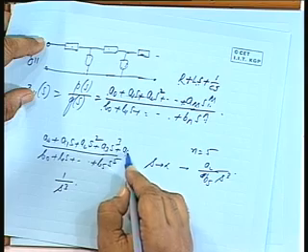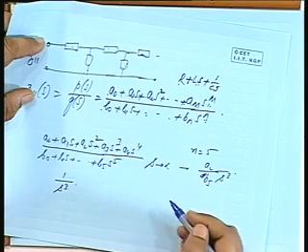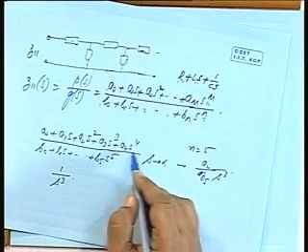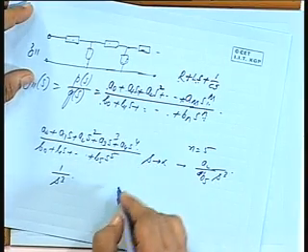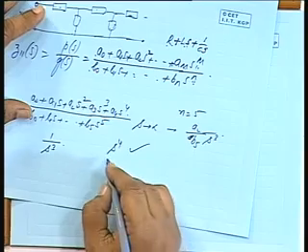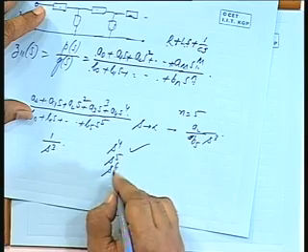Is it possible to get S to the power 4? Then it will tend to 1 by S. Yes, that means the entire network is tending towards a capacitive element. So S to the power 4 is possible. Can it be S to the power 5? It can be a constant ratio, that means it will tend to a resistive element. Can it be S to the power 6? Yes, then it will tend to an inductance. So S to the power 4, 5, 6 are possible.